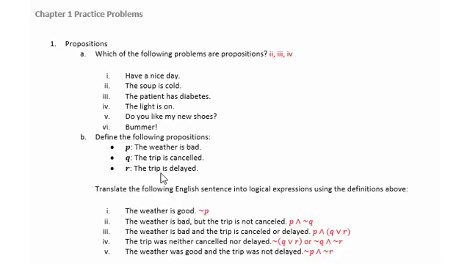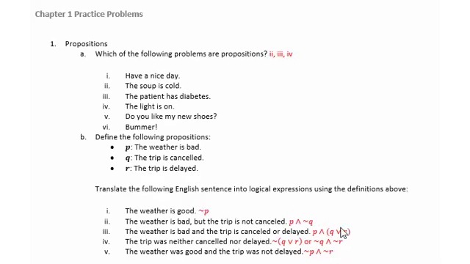Part 2, the weather is bad, that's P, but the trip is not canceled. When you see the word but, that's logical and, which is the upside down V. And then trip is not canceled, trip is canceled is Q, so not Q, it's going to be that piece.